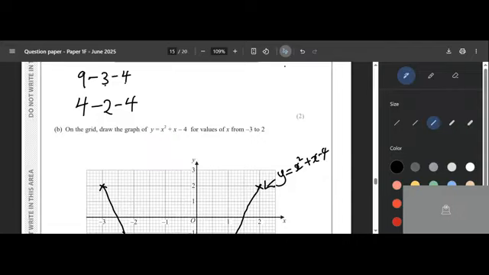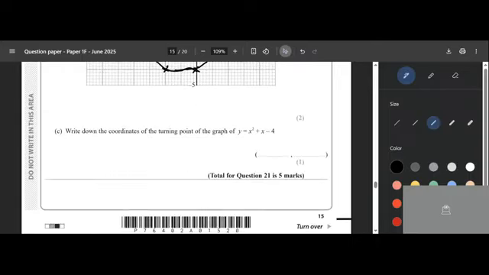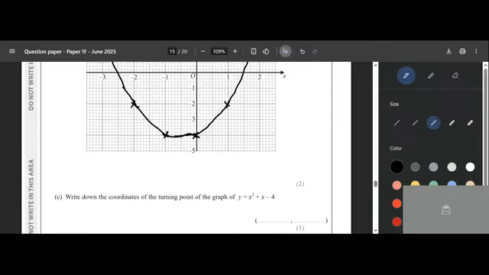Then the next part, you're asked to write down the coordinates of the turning point of the graph. So the graph is turning somewhere here. The turning point, that's what they want, the point at which the graph is turning. So we realized it was turning at this position here.